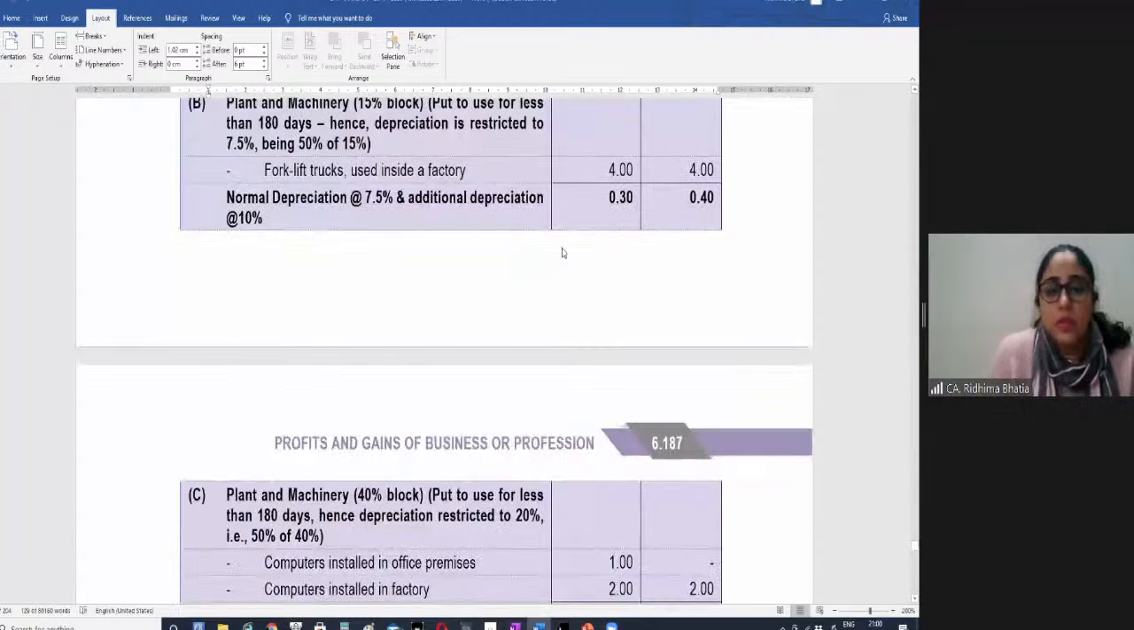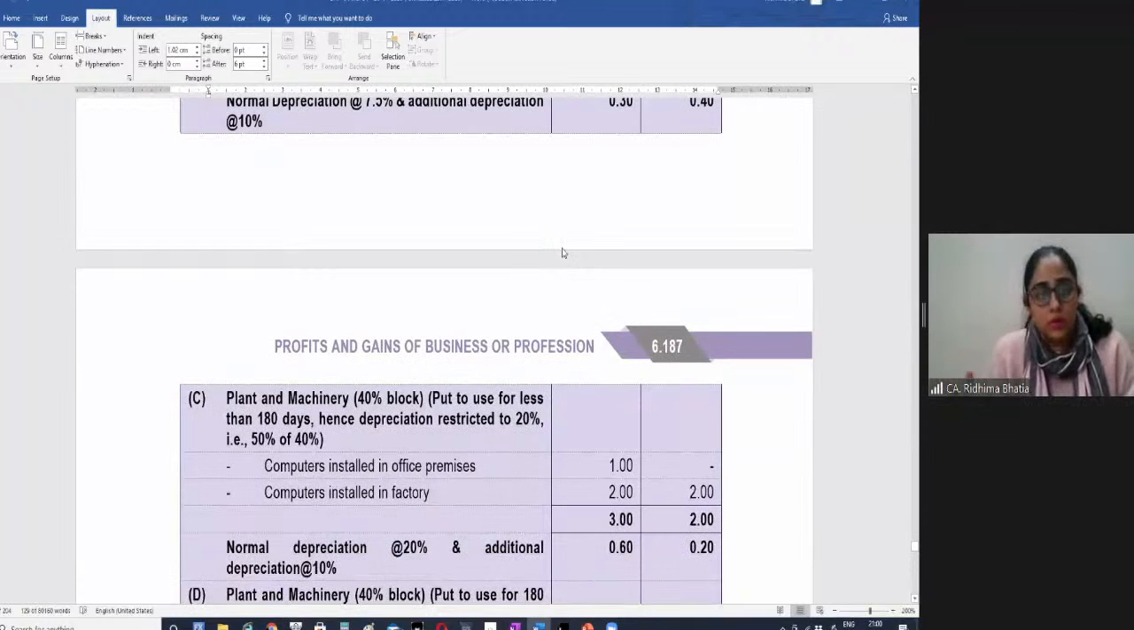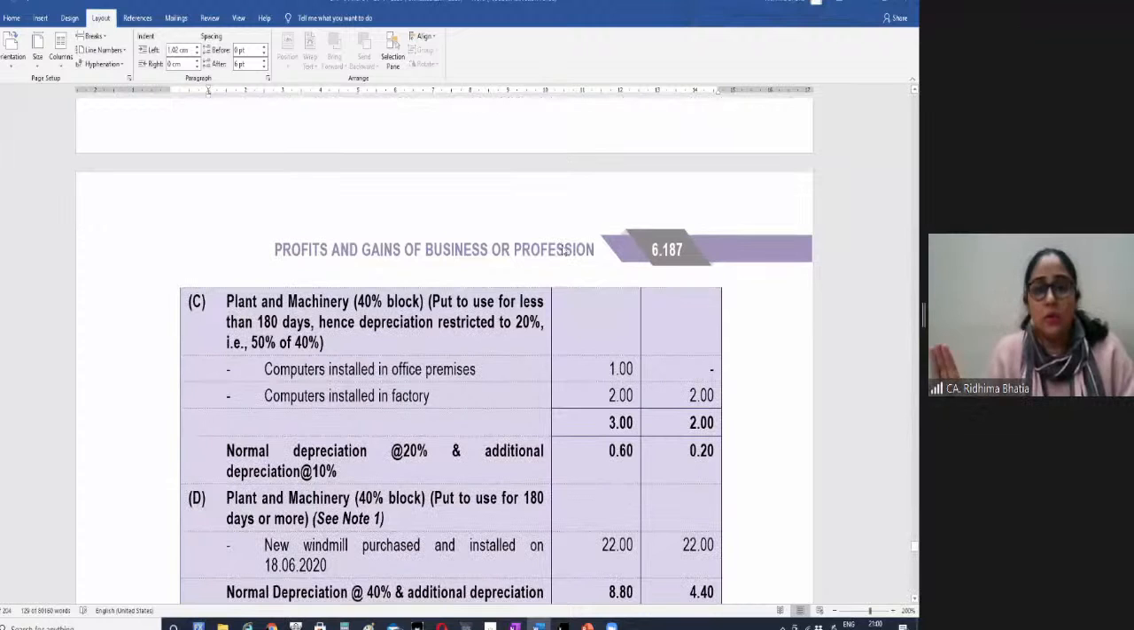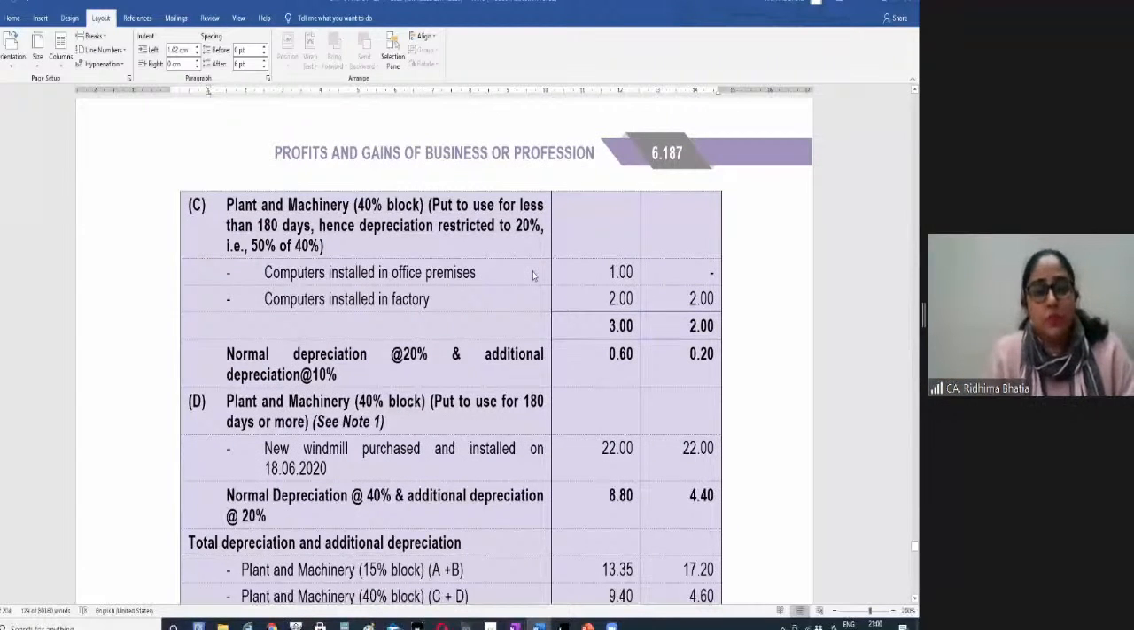Clear? Then on the plant and machinery of the computers, two computers were used, one for office and one for factory. Both were installed after 30th November, so on 3 crore you will give 20% as your normal depreciation. Then on the windmill you will give 40%, and the full 40% because it was installed and used for more than 180 days, which would come as 8.8 on 22 crores.